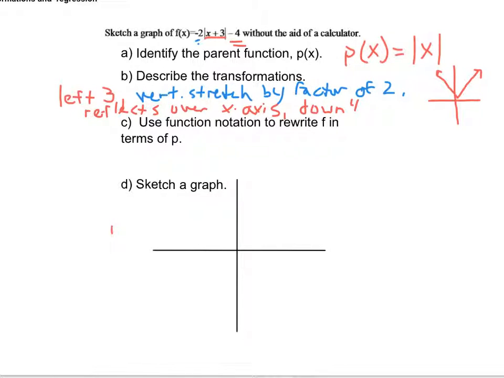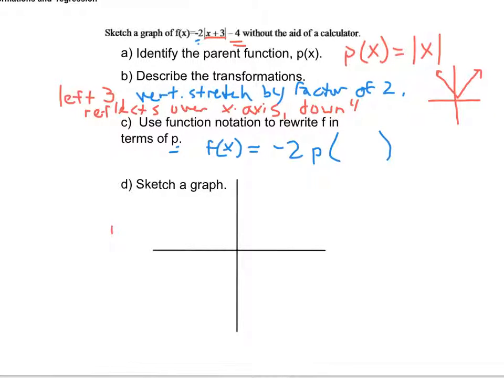Now the next part is function notation. This is probably the most abstract part. It's honestly very simple, but a lot of people have confusion with it. We're writing it in terms of p. So instead of writing the absolute value, we replace the absolute value part with p of x. So we took basically function f, and we want to write it in terms of function p. Well, we took negative 2 times the absolute value function, and the absolute value function is p of x.